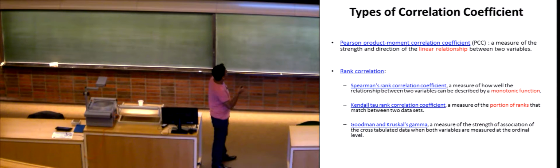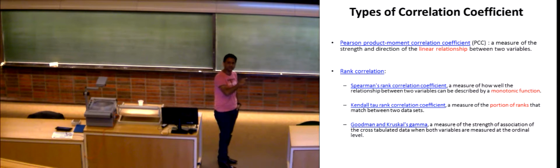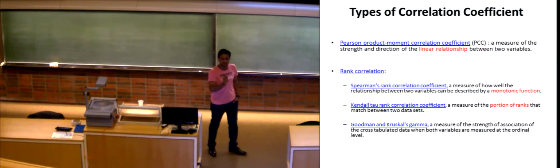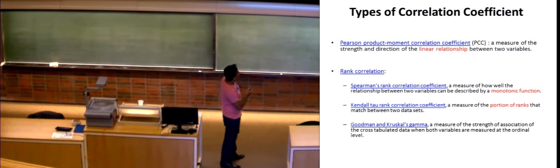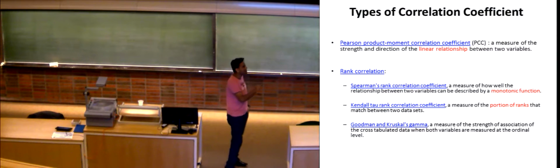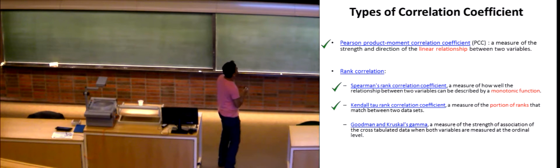Also, the other category of correlation coefficients. So if you're not sure about the distribution of your data, see what is monotonic between two variables. Kendall's tau looks for the proportion of the ranks between the two variables. And there is Goodman and Kruskal's gamma. It is normally used in biology, I have never seen people using this, so we're not going to discuss this. Okay, so we're going to only discuss these three correlation coefficients.